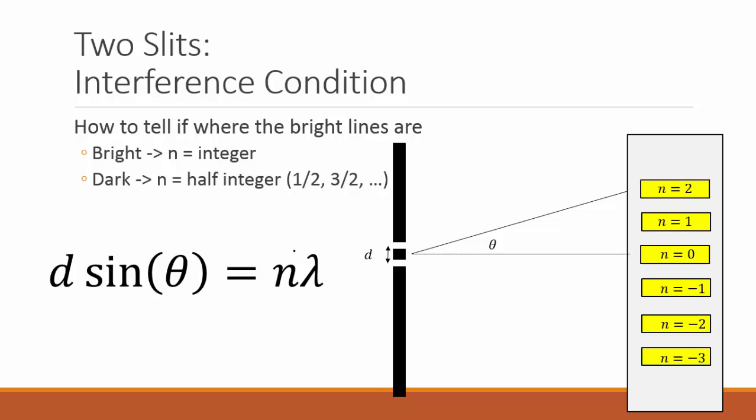And note, for each different n, there is a different theta. And often it's written, and I kind of prefer this way to write it, as theta sub n. So there's an angle for every n value. Like there's an angle for this first bright spot, an angle for that second bright spot, an angle for that bright spot, and so on. And so there's a different angle for each value of n.